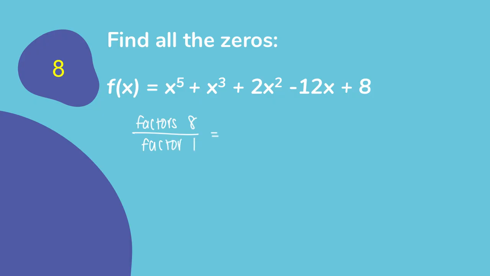Keep in mind, all your possibilities are going to be positive and negative. Don't forget that, because if you see a question that says, name all possibilities, it has to be both positive and negative. So factors of 8, I have 1, I have, what else? 2, I have 4, and I have 8. And because my leading coefficient is 1, it's just going to be 1 on the denominator.